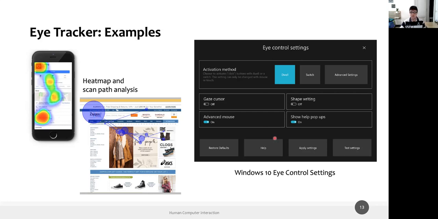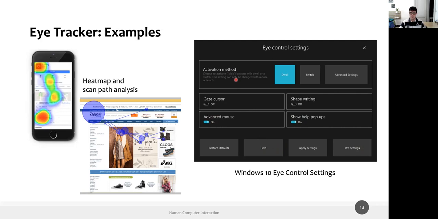And this instead is the Windows 10 eye control setting. So if you plug a hardware eye tracker into a Windows 10 computer, you have in the control panel settings with big buttons, because they are controllable with an eye tracker when it's active, but also with a mouse. And you see there are some options like advanced mouse, if you want to show help pop-ups while you're using the eye tracker on Windows 10, apply settings and so on, and also these activation methods.